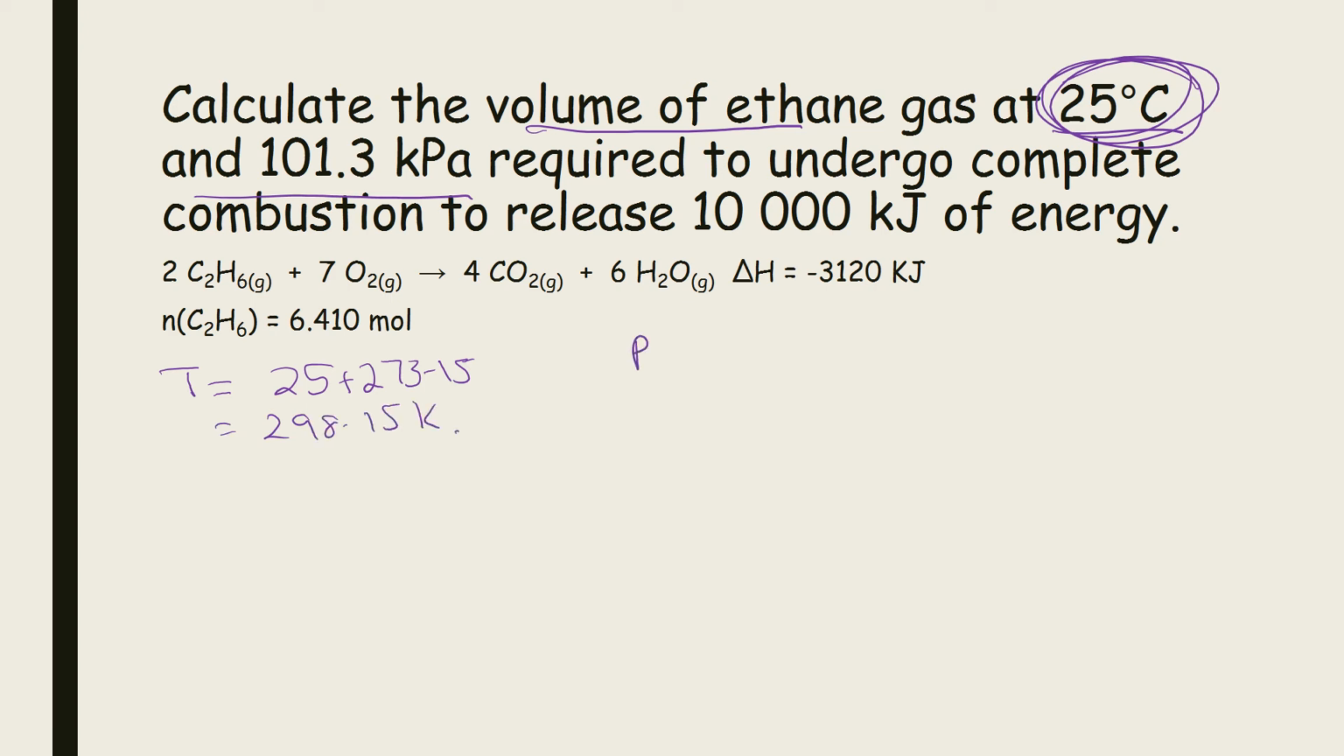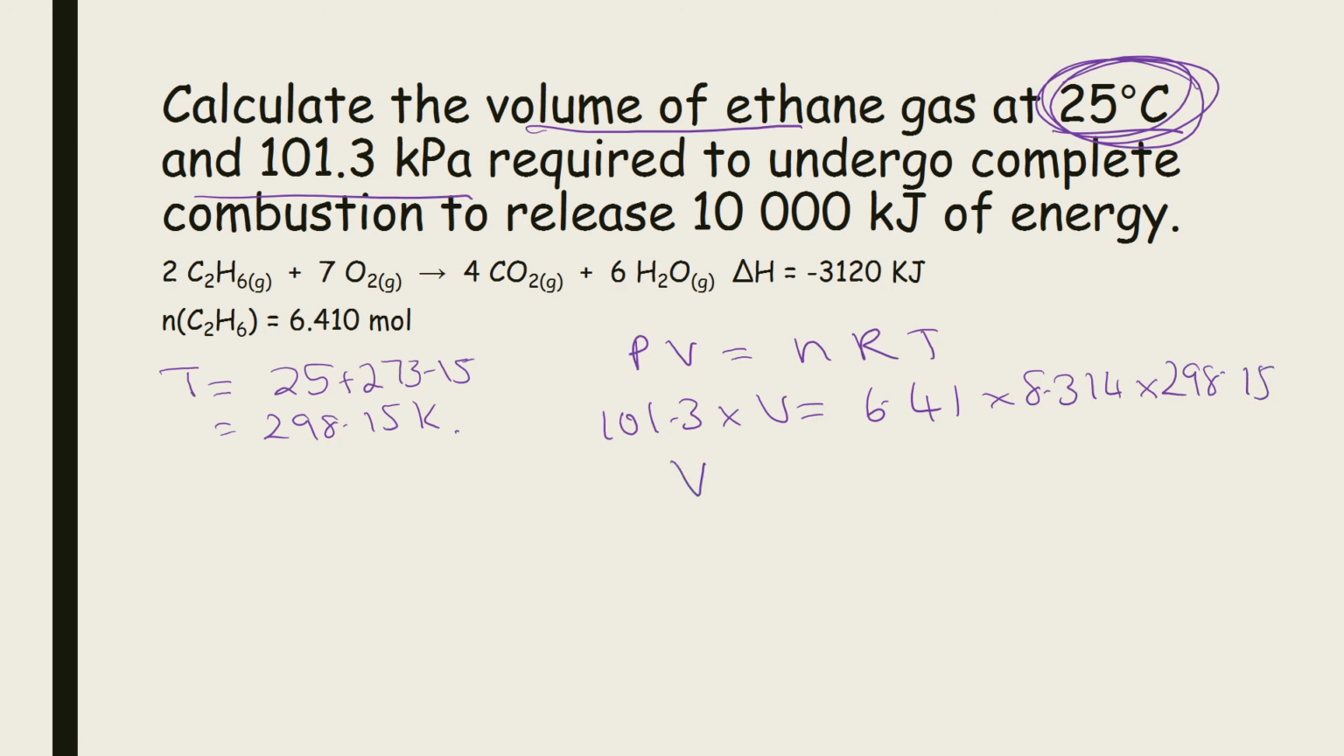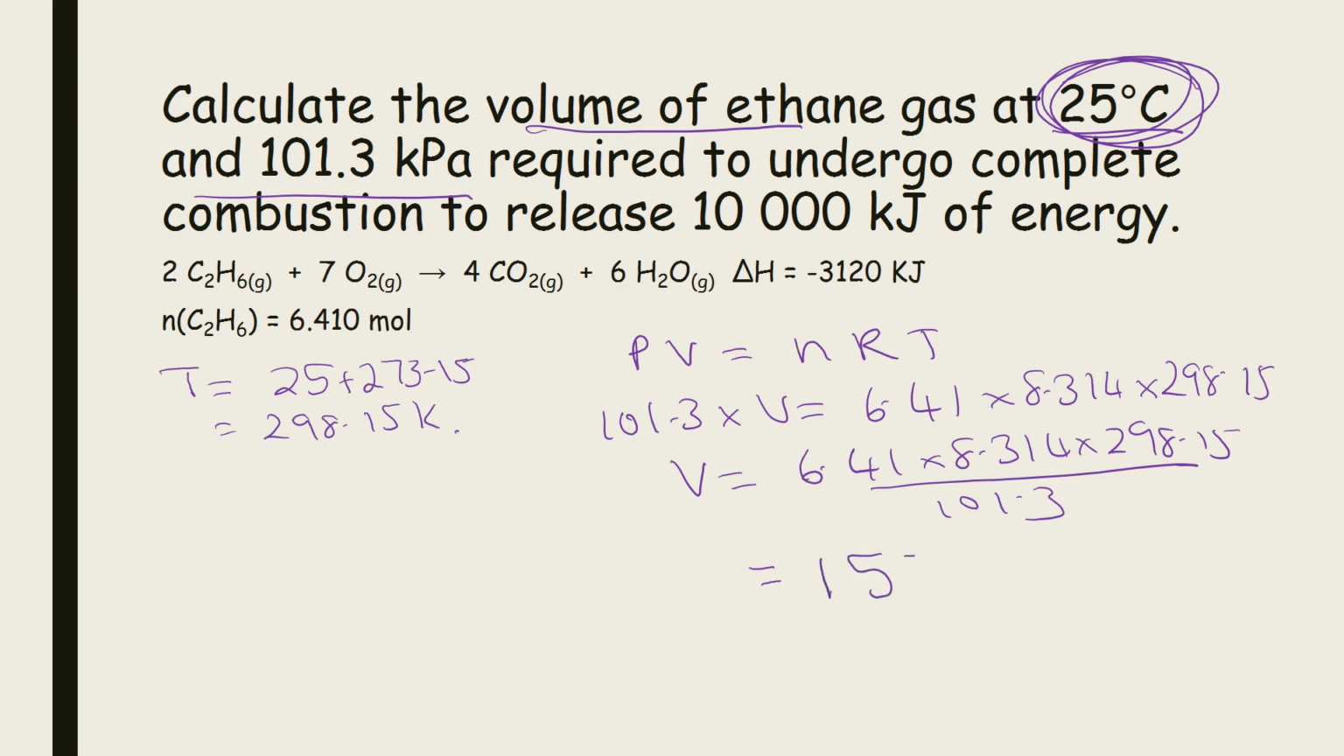Now using PV equals nRT. So our pressure is 101.3. We don't know our volume. Our moles is 6.41 times 8.314, which remember I got off my data sheet, times 298.15 Kelvin. Rearranging, the volume was equal to 6.41 times 8.314 times 298.15 divided by 101.3, and this comes out to 157 litres.